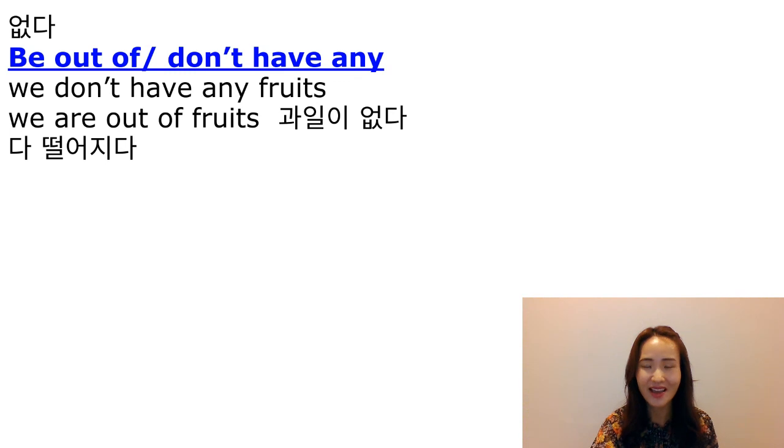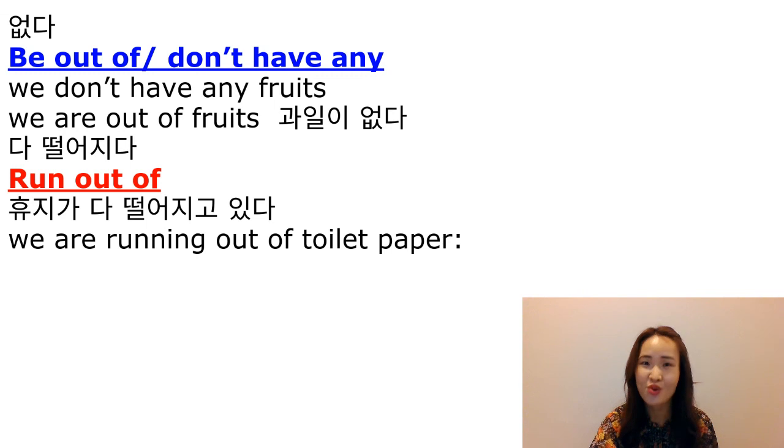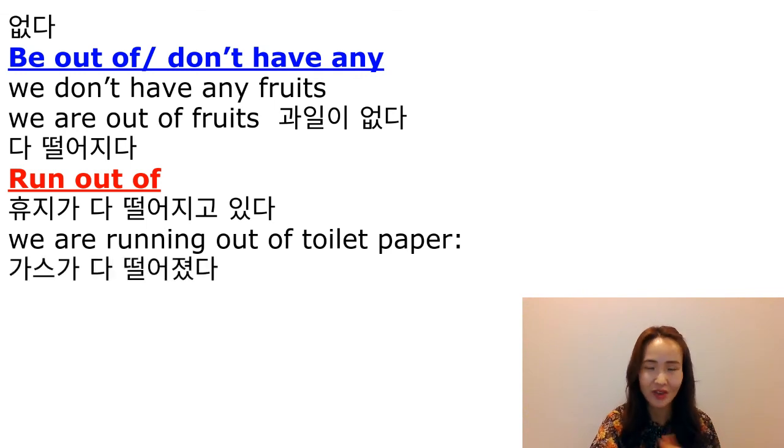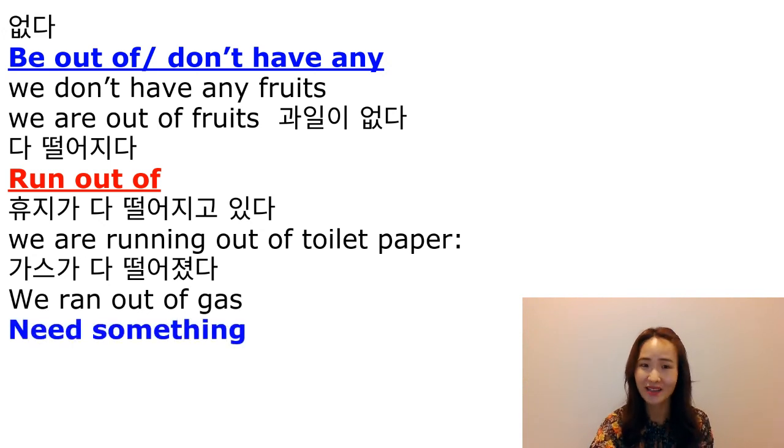Also, you can say we are running out of. So run out of는 뭐가 다 떨어지는 얘기예요. So for example, we are running out of toilet paper. We are running out of toilet paper. Okay, 다 떨어졌어. 이미 다 떨어졌어요. We ran out of gas. Okay, when you're driving, right, you gotta fill it up because we ran out of gas, right? We ran out of gas.